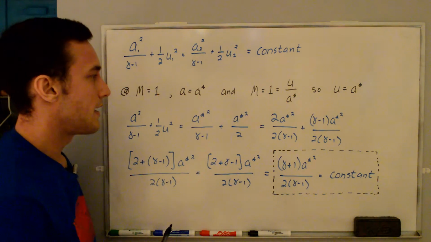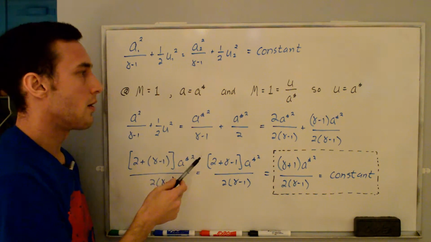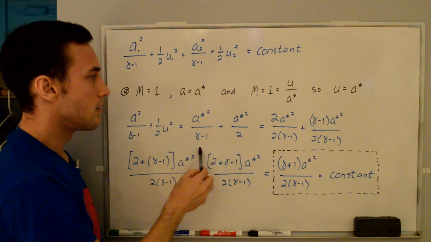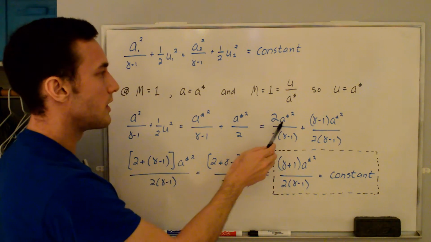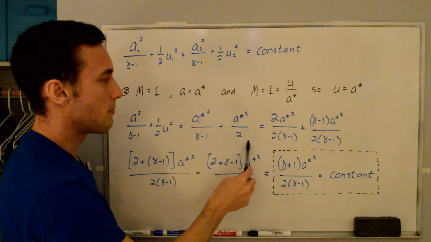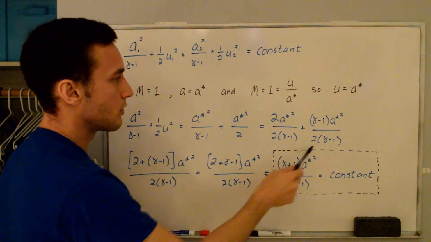And now I can simplify down this expression. Technically this is fine, but it becomes more useful if we simplify it. So I'm going to find a common denominator here. In this case I need to multiply this term by 2 over 2, which gives us 2 a star squared over 2 times gamma minus 1. And in this case I need to multiply this by gamma minus 1 over gamma minus 1, so we get gamma minus 1 times a star squared over 2 times gamma minus 1.